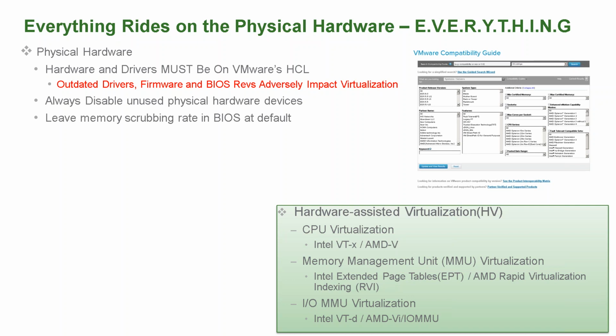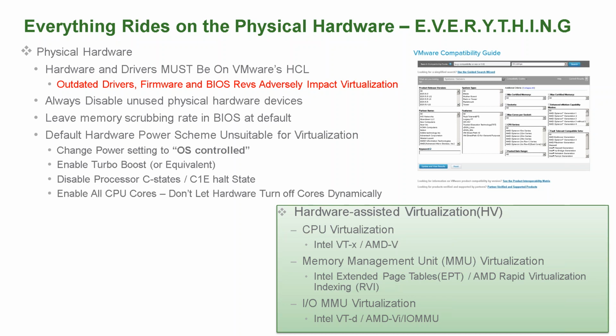Always disable unused physical hardware. Any physical hardware on that server that you're not using still uses resources, and we want to have as much of the resources available to your virtualization effort as possible. Memory scrubbing and the scrubbing rate in BIOS, please just leave it at default. You do not need to enhance anything for the hypervisor.